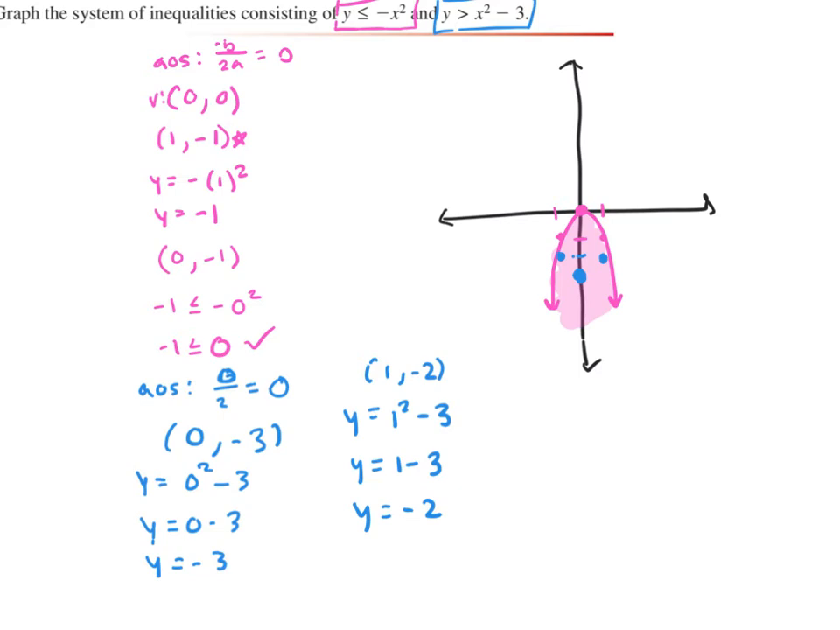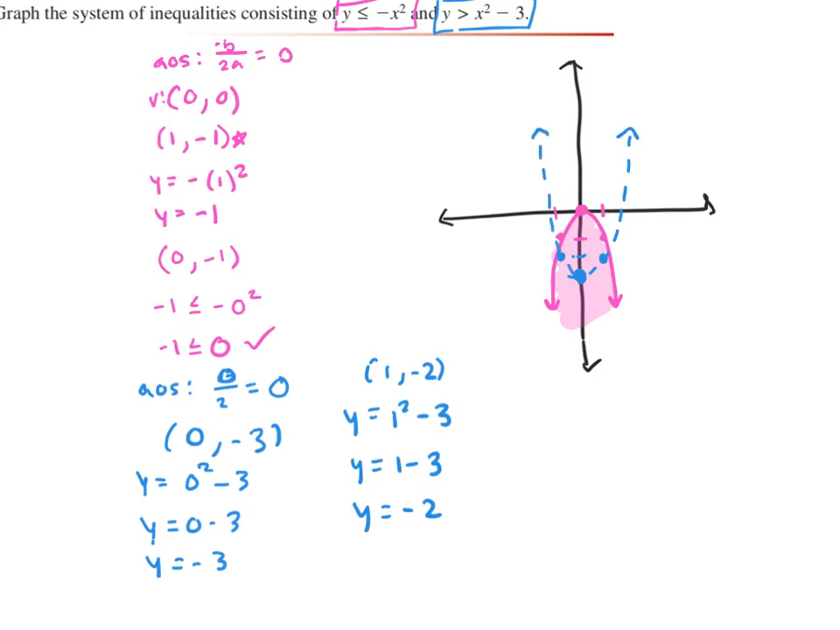Now that we have 3 points, we can graph it. Do we have a solid line or a dotted line? Dotted line. So I'm going to draw our little dotted parabola.